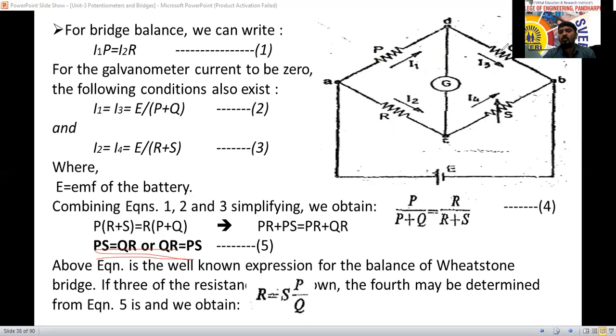Instead of P, Q, R, S, suppose they have given R1, R2, R3, R4. In the problems we will use in the university examination, they are going to give in the form of R1, R2, R3, R4. This is also correct only. So simply, what is the equation for the bridge? Instead of P, Q, R, S, they have used R1, R2, R3, R4, the resistances. Can anyone tell the formula for the balanced condition?